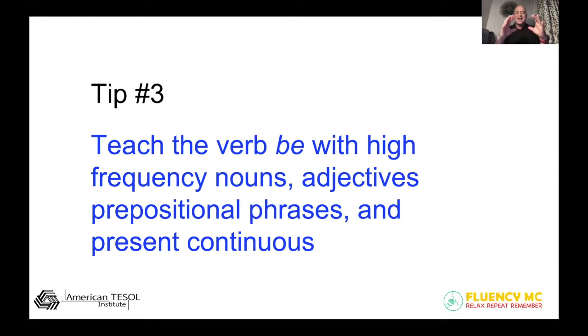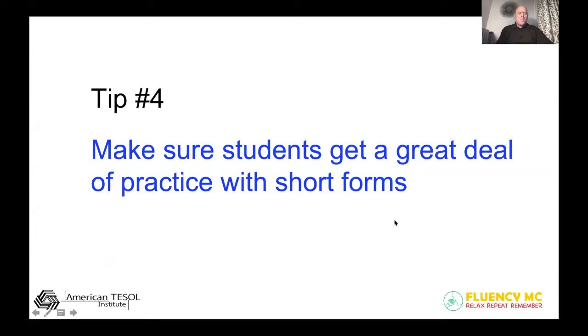What are you doing now? We already have the verb to be. You're already conjugating that. So take advantage of that. Go right into present continuous. Make sure students get a great deal of practice with short forms. What am I talking about here?